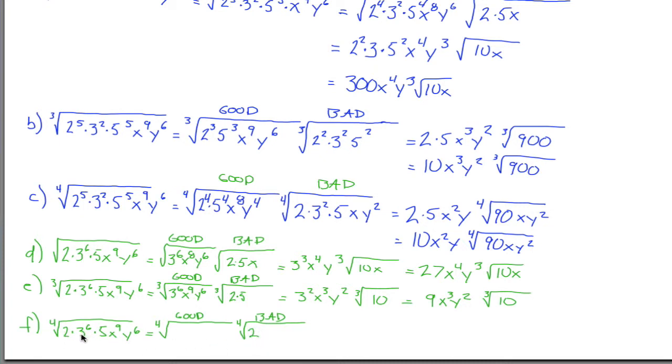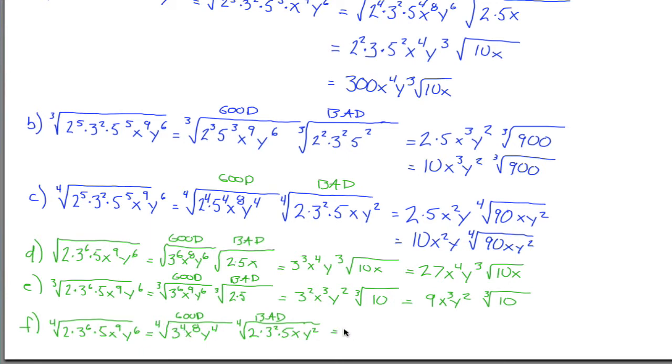I have 6 of these 3s. So I can put 4 of them over here. And then I'm left with 2 of them over here. Just 1, 5. It's going to be on the bad side. X to the 9th. Put 8 of them over here. And then I'm left with 1 over here. And y to the 6th. I can put 4 of them over here. Then I'm left with 2 over here.